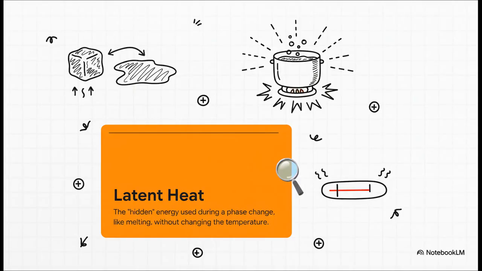Okay, but before we look at the graph, we've got to wrap our heads around this kind of weird idea called latent heat. So get this, when something is in the middle of melting or boiling, you can pump more and more heat into it, but the thermometer won't move. The temperature stays totally flat.